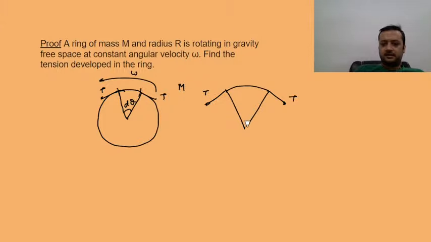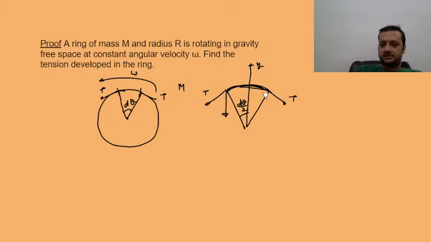This angle is d theta. So I'm drawing the y-axis. So this angle will be d theta by 2. So just write the y component of the tensions acting on this element, and that will be equal to mass into acceleration of center of mass of this element.